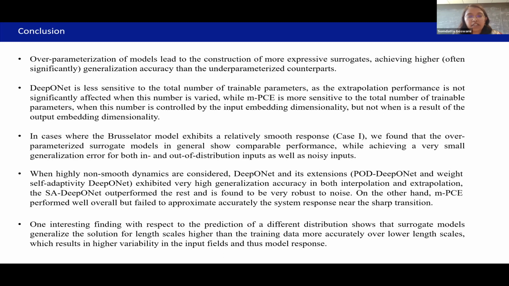In the case of smooth dynamics, both the manifold PCE and the DPONet have sufficiently good accuracy, in noise as well as in out-of-distribution generalization. However, this accuracy is often reduced when we have nonlinear and non-smooth dynamics. When it comes to out-of-distribution prediction for a length scale lower than that used for training, the accuracy is lower compared to when the out-of-distribution data set has a correlation length higher than the length scale used for generating the training data set.